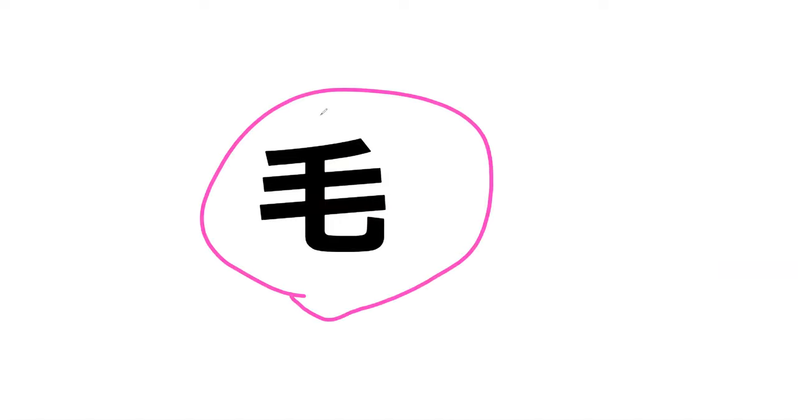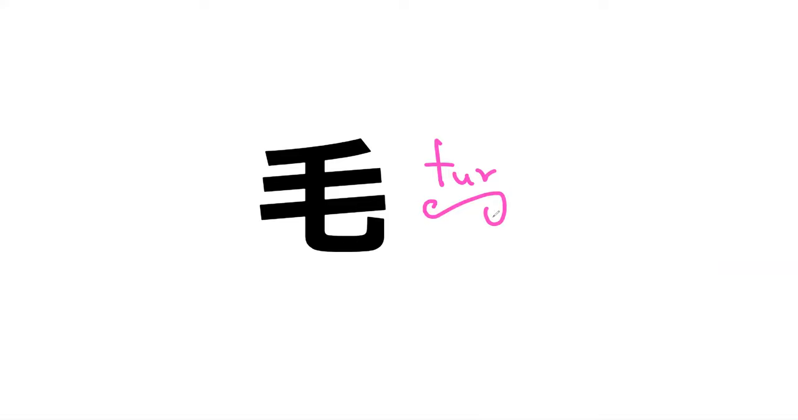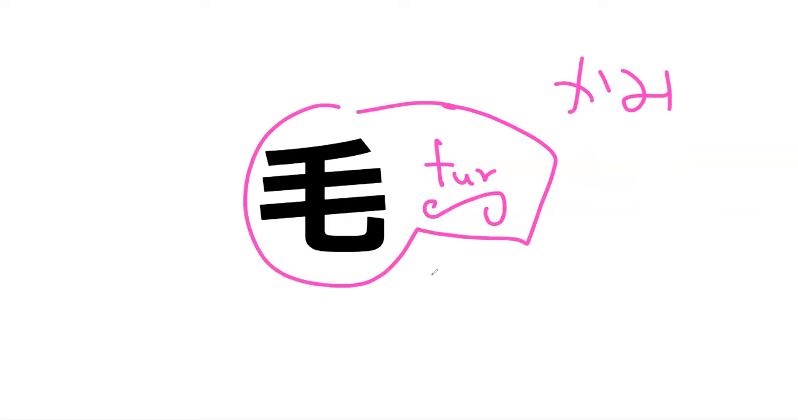So this right here is ke. And this right here means fur, basically. It also kind of means hair, but you don't normally use this with human hair, right? Because human hair is kami. So ke is more like fur. And it can show up in things like wool, which I think is keito. Right there, this is wool. It's thread fur. But yeah, that's that ke. In this context, it's just normal fur.